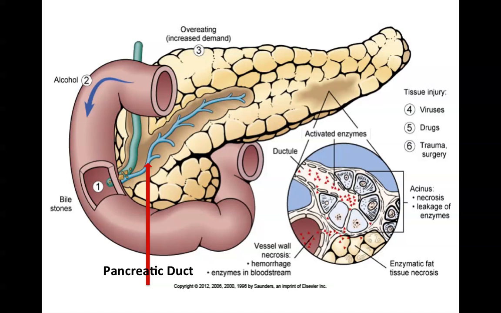In the pancreatic duct, enzymes from the pancreas join with bile from the bile duct and are released into the duodenum. Normally, digestive enzymes secreted by the pancreas do not become active until they reach the small intestine. But when the pancreas is inflamed, the enzymes become activated before they are secreted. Therefore, the pancreas begins to digest itself.